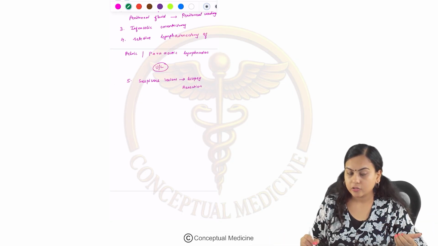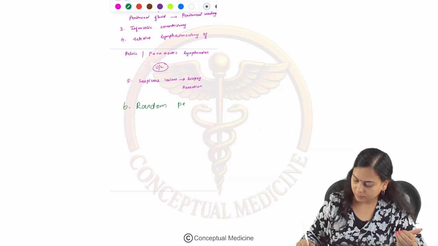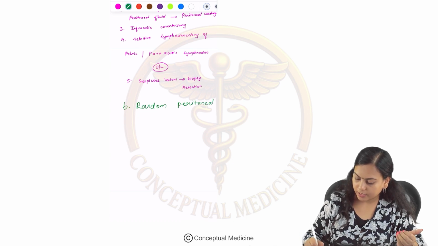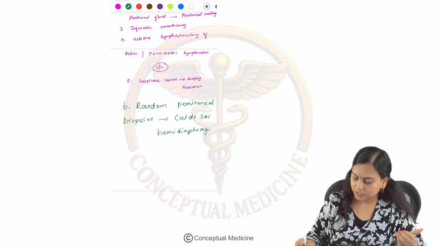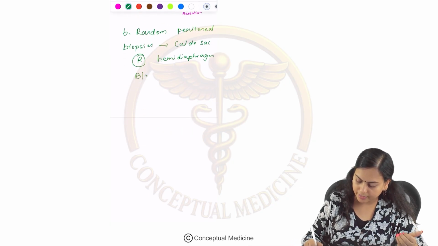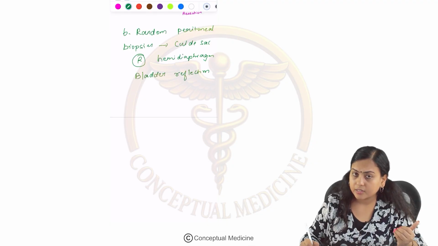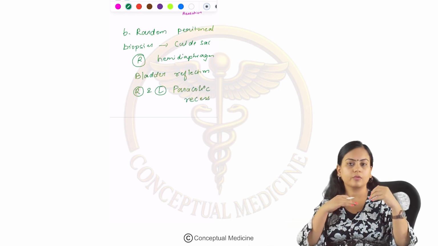Okay, and not only this, you can even go for any random peritoneal biopsies that can be taken from the cul-de-sac or the hemidiaphragm, okay, especially the right hemidiaphragm, and even from the bladder reflection or the right and left paracolic recess. It's not all, we are going to take specimens from all of these things.